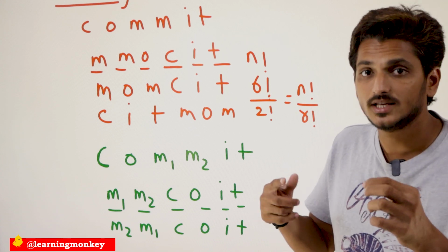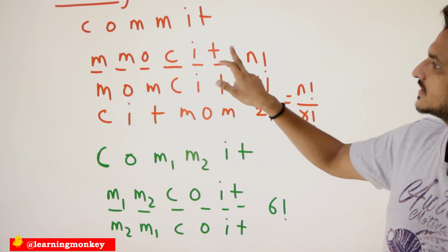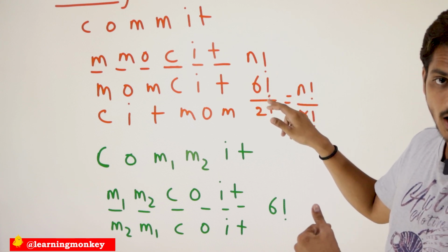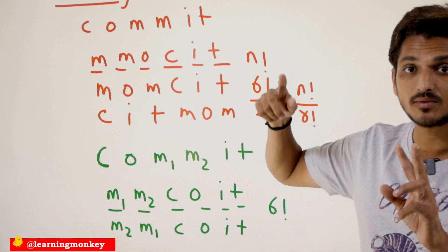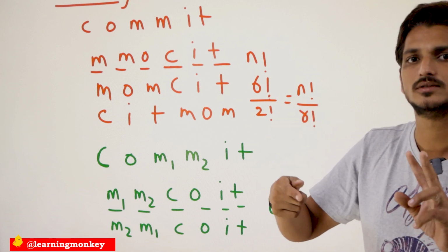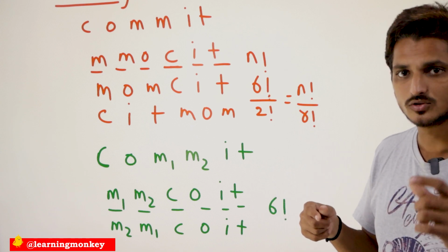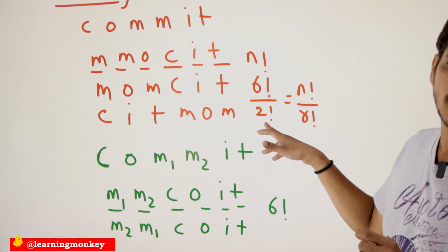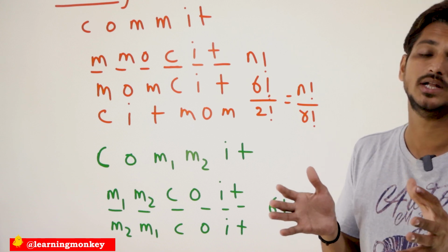So that's why, if you have repetitions, the total number of possibilities is: 6 characters, n factorial, 6 factorial divided by 2 factorial. 2 factorial, because 2 elements, M, are repeated. They can be arranged in 2 positions in 2 factorial ways. Each time you have to eliminate those possibilities, so from the total possibilities we divide by 2 factorial. Our formula is n factorial by r factorial if you have repetitions.